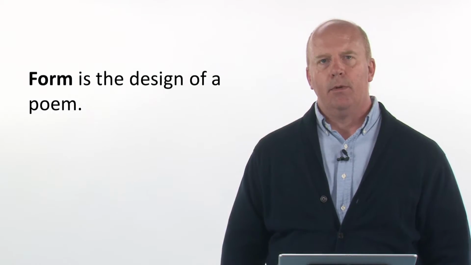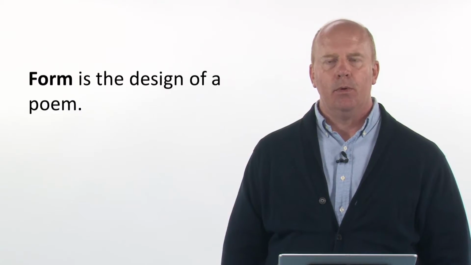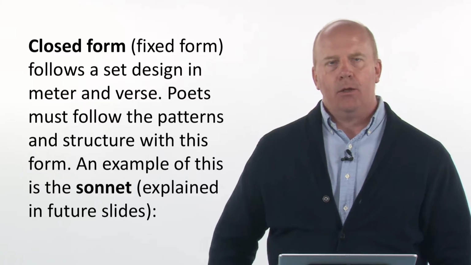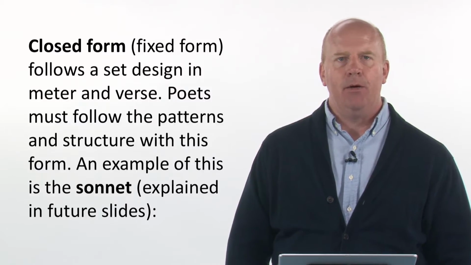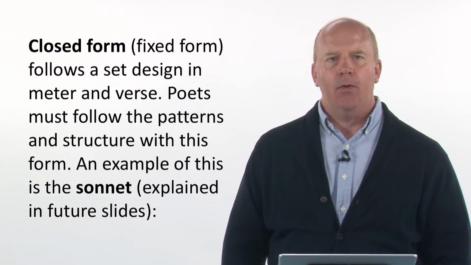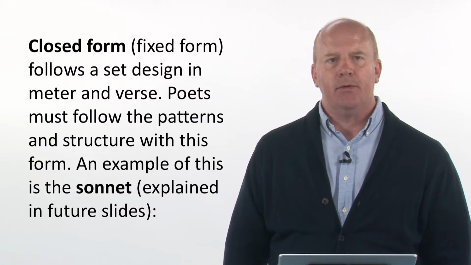Let's take a look at form in poetry. Form is the design of a poem. So we've got closed form, also called fixed form. This follows a set design in meter and verse. Poets must follow the patterns and structure with this form. An example of this is the sonnet, which we'll see in future slides.